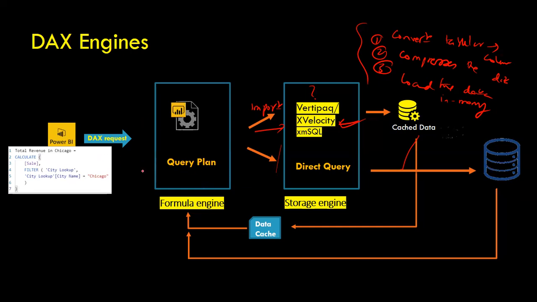So upon receiving the DAX query, the formula engine accepts it, processes it, and then generates the query plan. Now you might be wondering, what is this query plan all about? Any idea? Think about your Google Maps. If you want to go from point A to point B, you have n number of routes available. So you use your Google Maps and ask, this is my source and this is my destination, how do we get there? It gives you two or three routes. Whichever route you prefer, you can take.